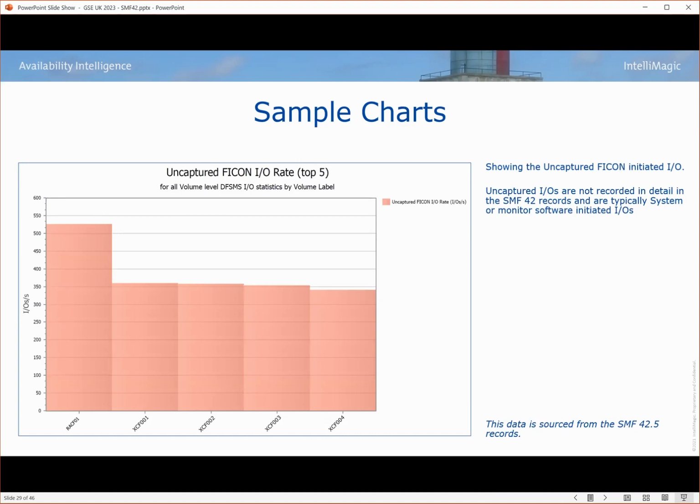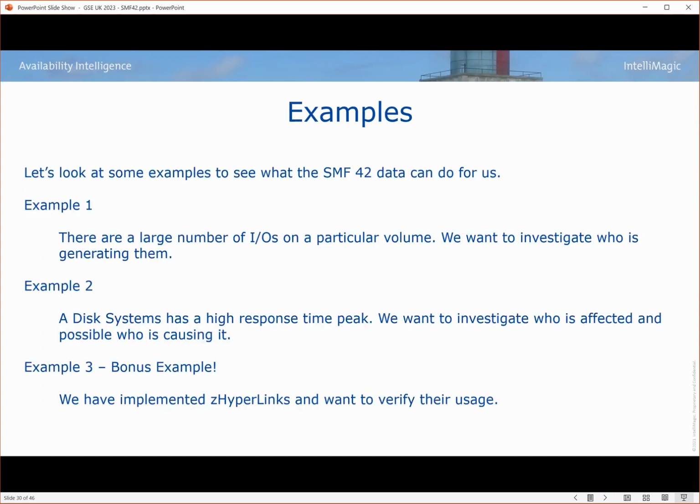I use the term uncaptured FICON IO rate. These are potentially monitors generating IOs, and we see these are specific volumes and the IO rate to that volume. Interesting information just to see who is actually generating the IOs. That was just a brief introduction to what kind of charts we can look at based on the kind of data that we have in the 42s.